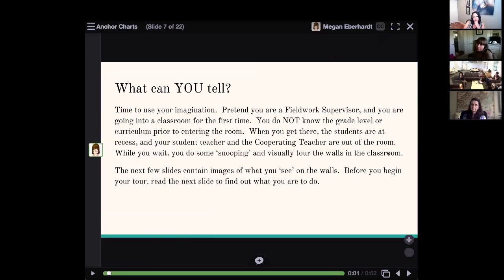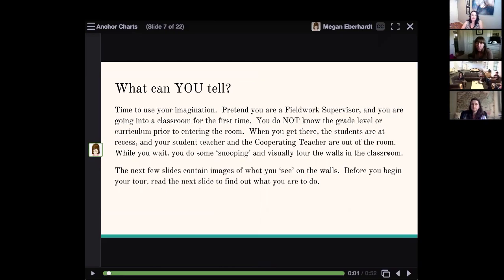Here's the scenario then. They are to pretend that they're in my position, a fieldwork supervisor, and that they've walked into a classroom for the first time, and they don't know what grade level or curriculum is going on prior to entering the room. When they get there, students are at recess, the student teacher and the cooperating teacher are out of the classroom. And while they wait, they're to do some snooping and visually tour the walls in the classroom.